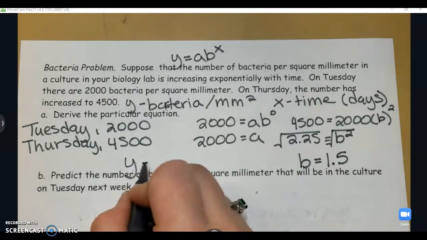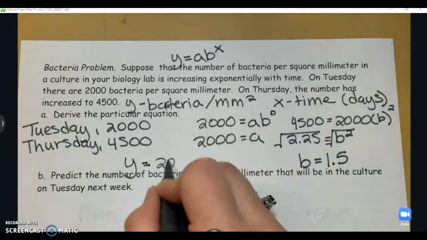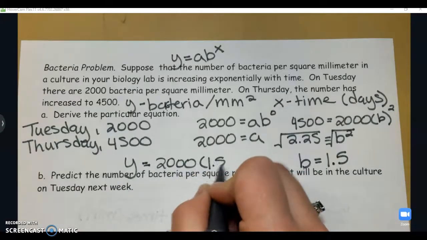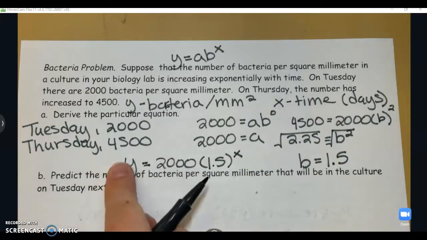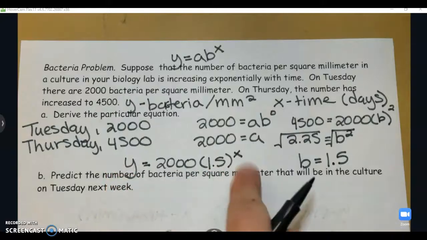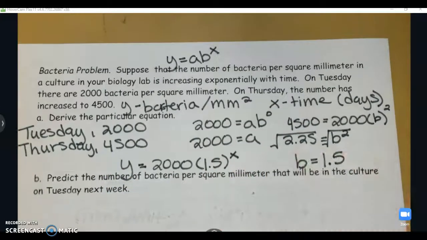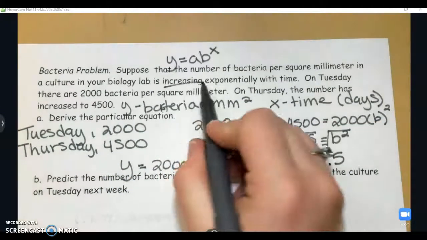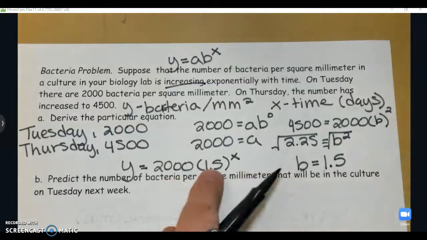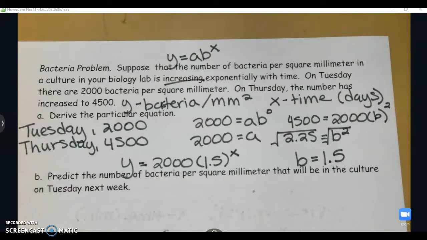So the equation for the bacteria problem is 2,000 times 1.5 to the x power, where y is the number of bacteria per square millimeter, and x is time measured in days. Now, again, we are increasing here, so think back to exponential growth. That number should be greater than 1, and it is.